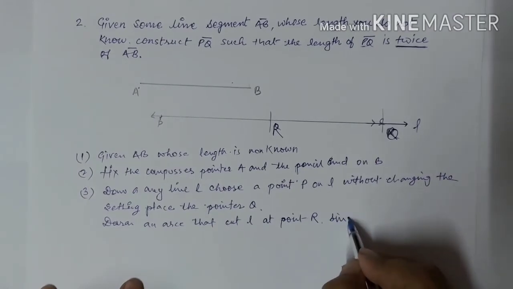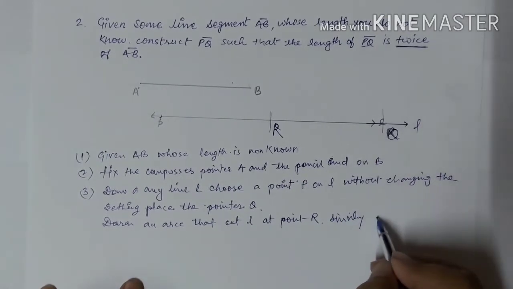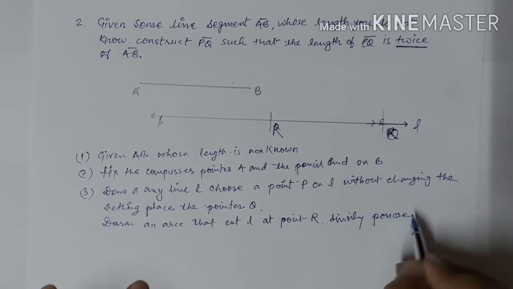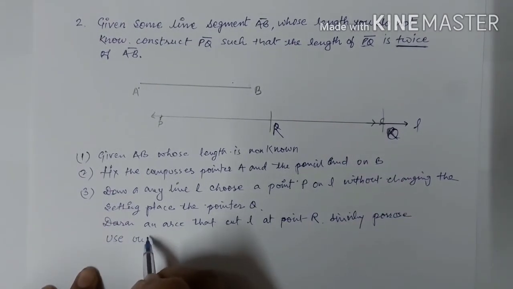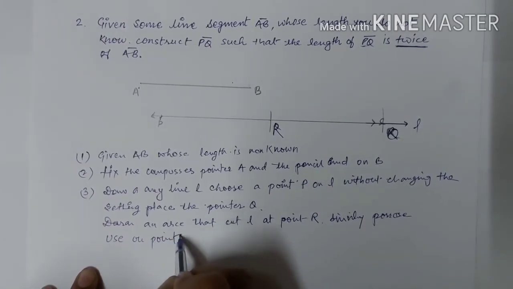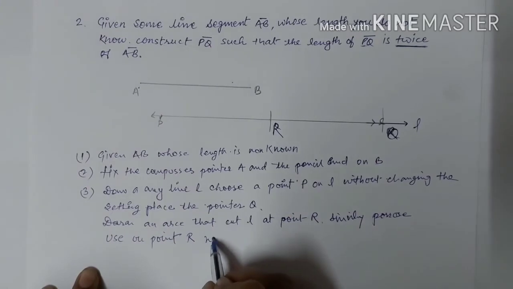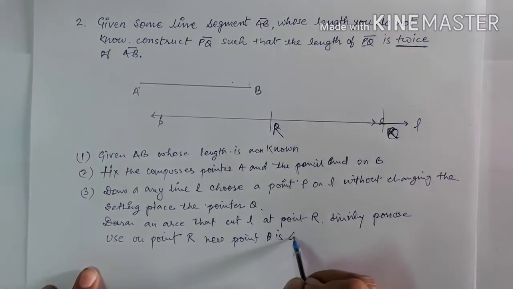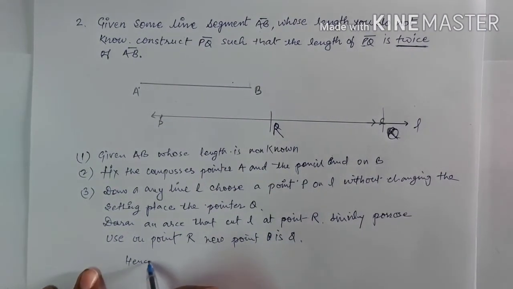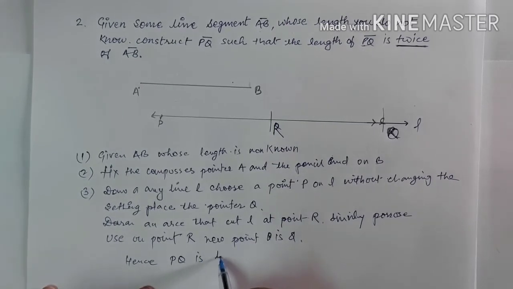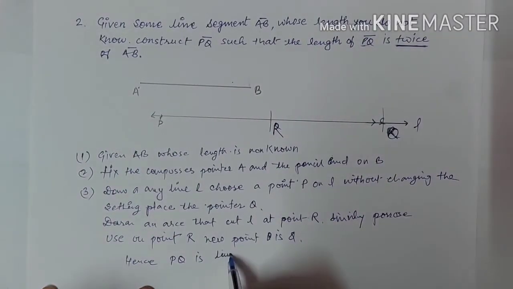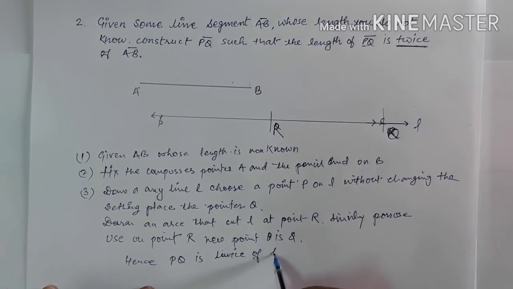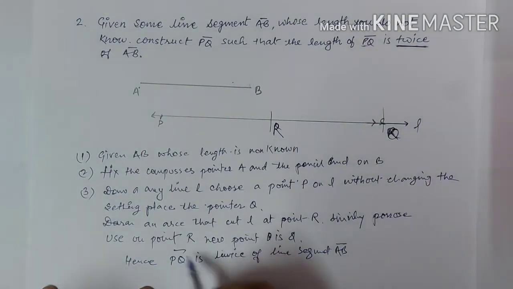And similarly, the same process is used on point R, and a new point is Q. Okay, and hence PQ is twice the line segment AB. Okay.